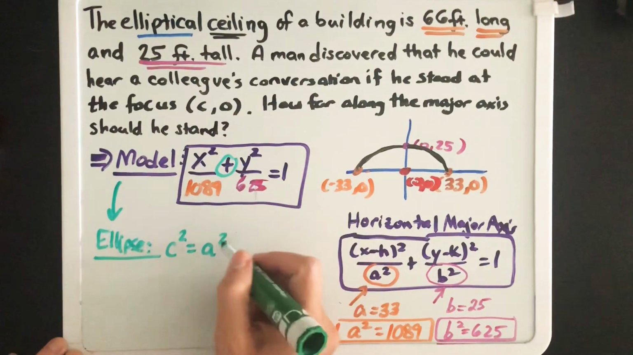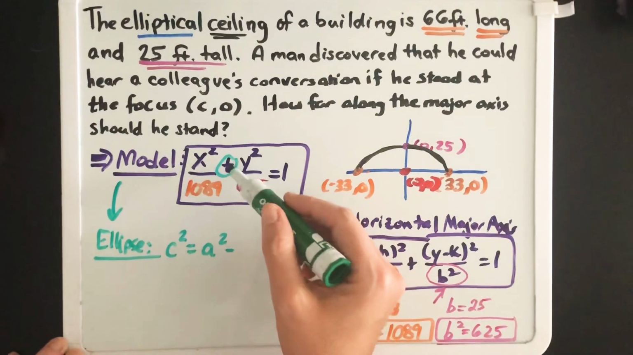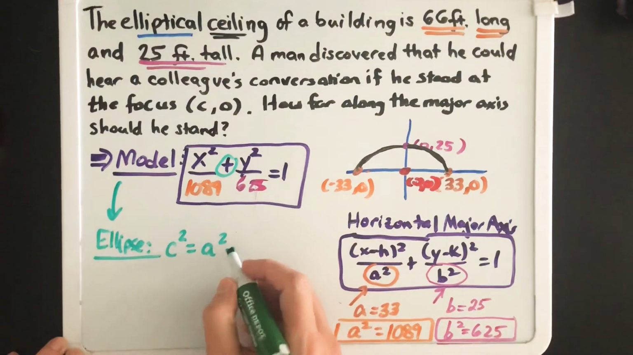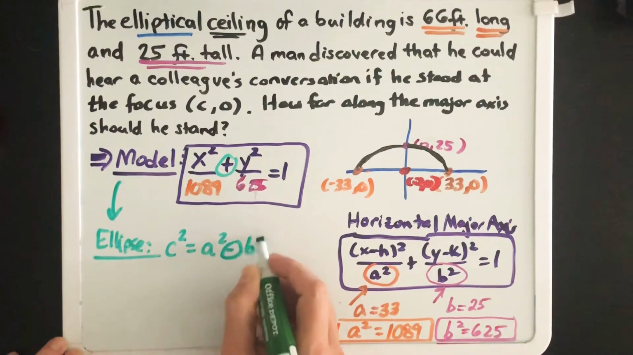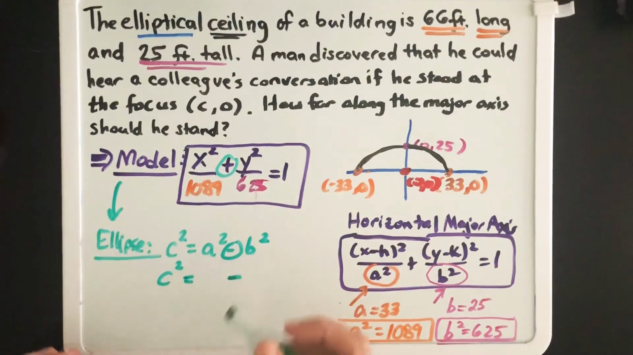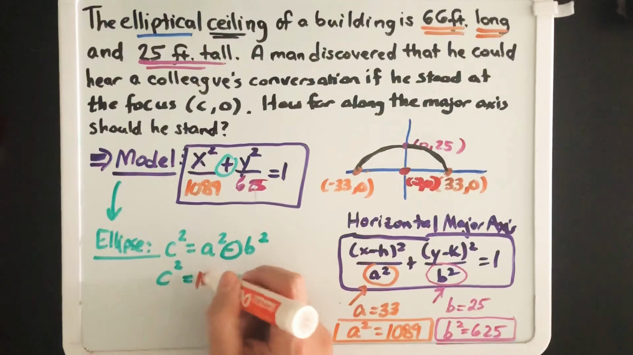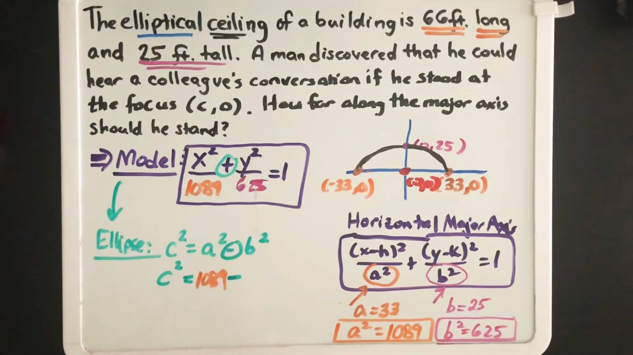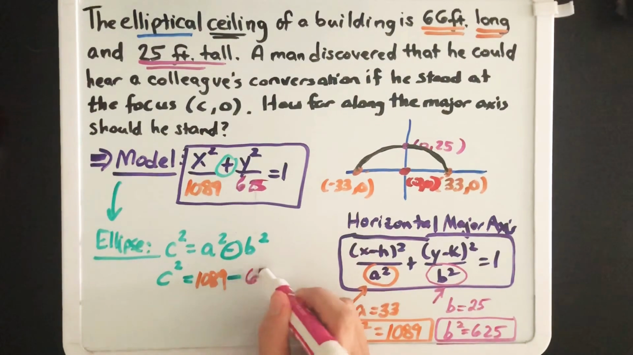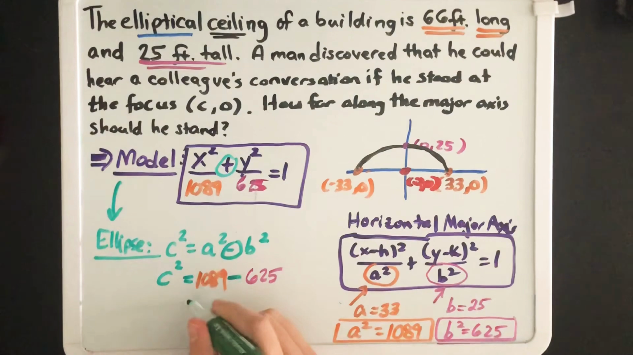and it's always counterintuitive of your model, right? If that was a plus, you're going to put a minus here, whereas if it was a hyperbola, this would be a minus in the model, and this would be a plus. So it's minus B squared. So if I input my A squared and then subtract my B squared from it, A squared was 1089, and B squared was 625. And when I make that subtraction, what do I get? That's right, 464.